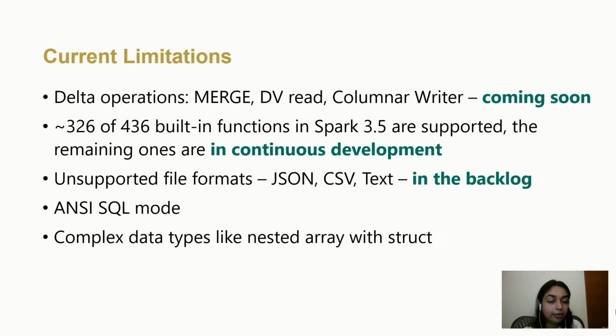Parquet and Delta are the supported file formats on the native engine. So if you do reads in JSON, CSV, which I know people still really love, and text, these will fall back to Spark. But we have this in the backlog, and we hope to support this in the future. ANSI SQL mode is also unsupported. If you turn your ANSI SQL mode on, all of your execution is going to fall back to Spark because Velox does not support ANSI SQL. And some complex data types like nested arrays with struct are currently not supported, but again, all in the backlog.